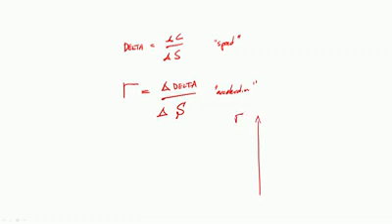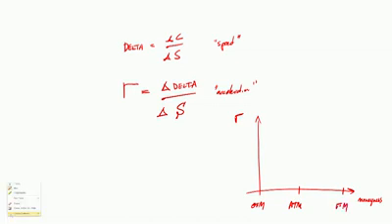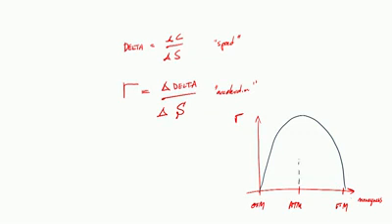So here's gamma on the vertical, and on the horizontal is our moneyness. So we've got out of the money options, we've got at the money options, and of course we've got in the money calls as well. What gamma will look like is pretty much that. The message from this picture is that gamma will be highest at the money.